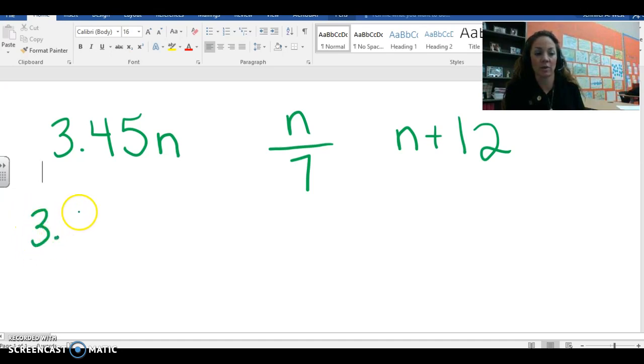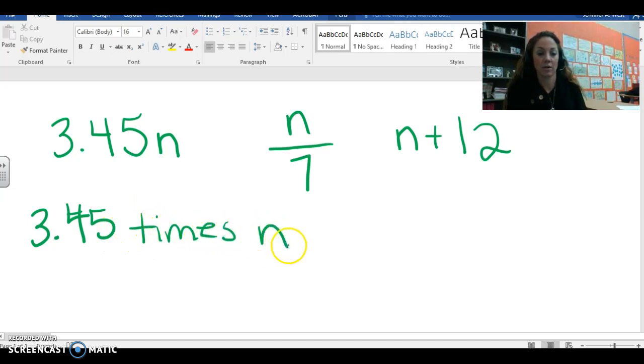So for the first one, 3.45n is just very simply 3.45 times n. And now you need to write your two sentences for n divided by 7 and n plus 12.